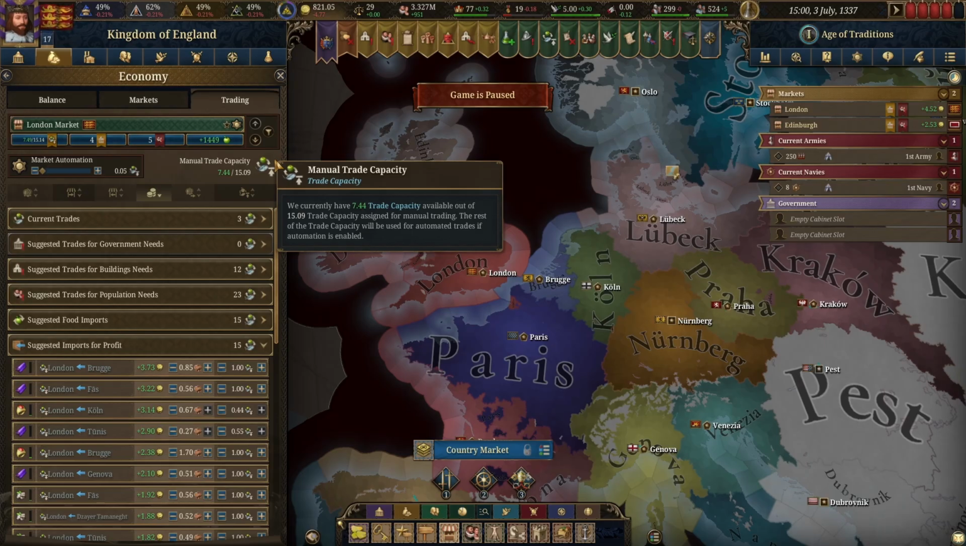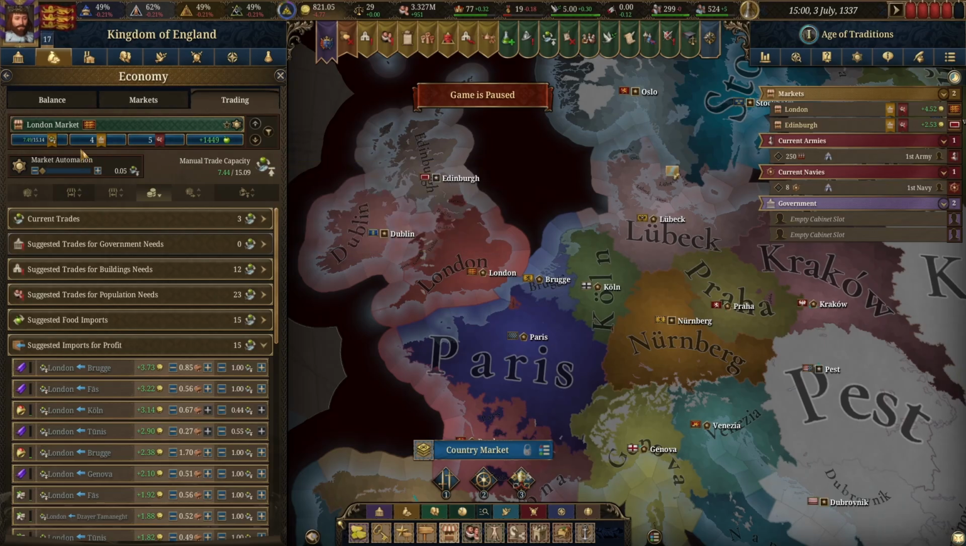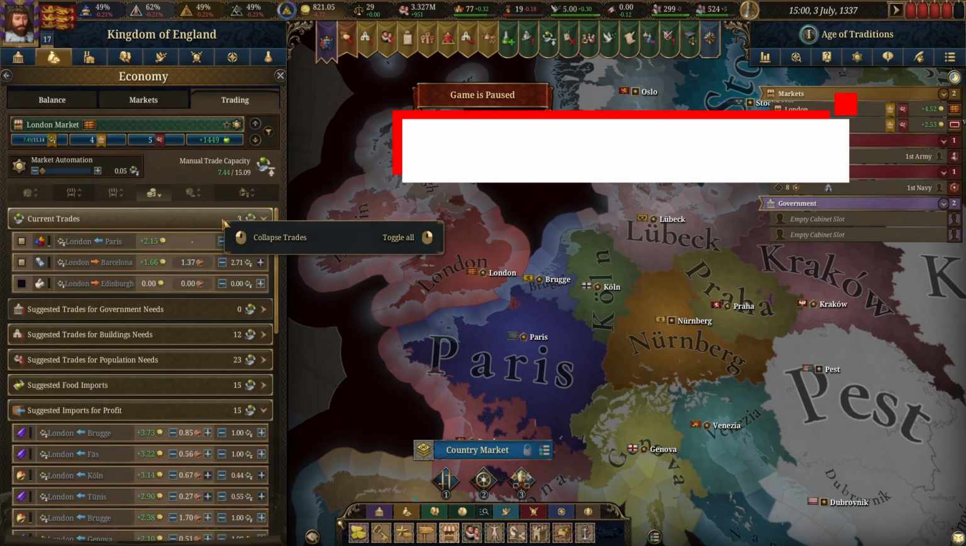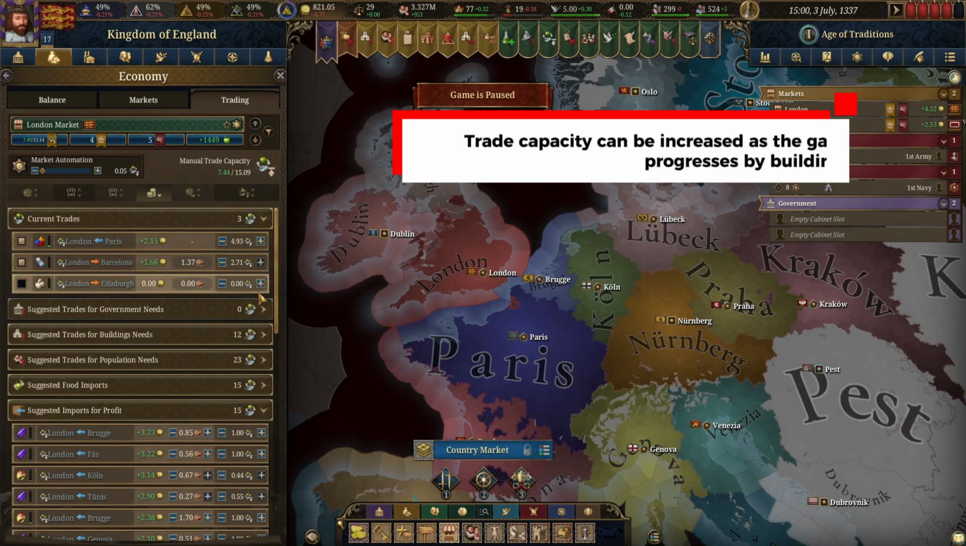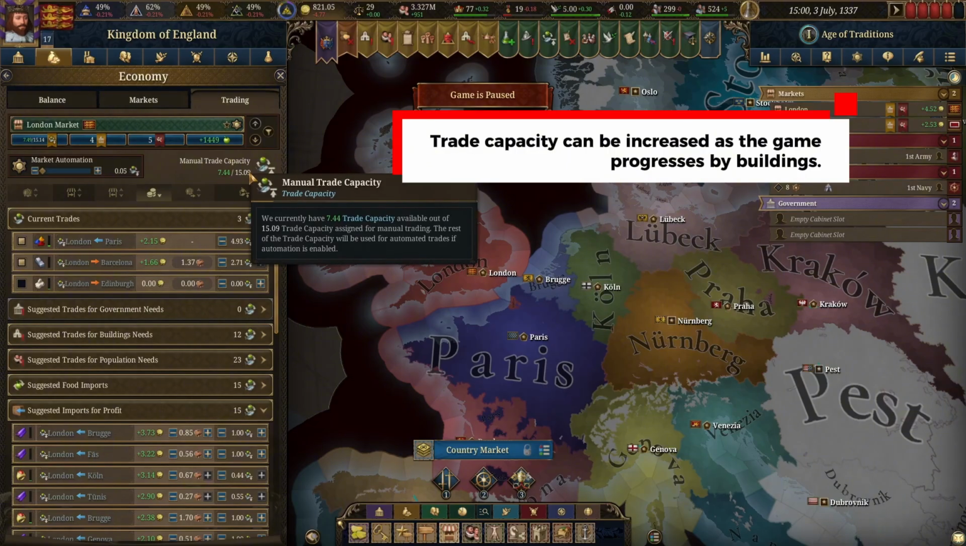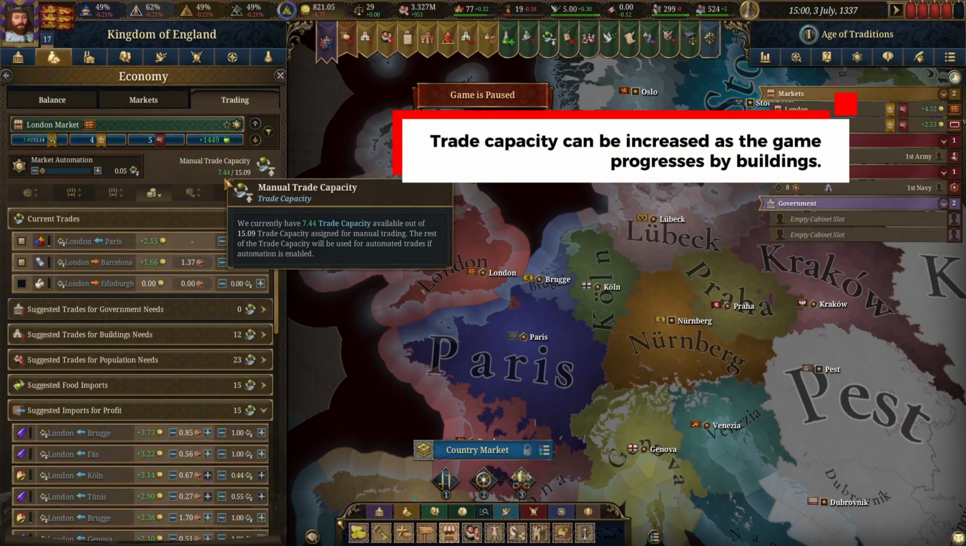So here we have our current market and our trade capacity, which is also found here. Notice how this went down a little bit because we've already activated a couple of trades. And if I click current trades, this is the current cost of these trade routes, minus our trade capacity, which gives us this number here.